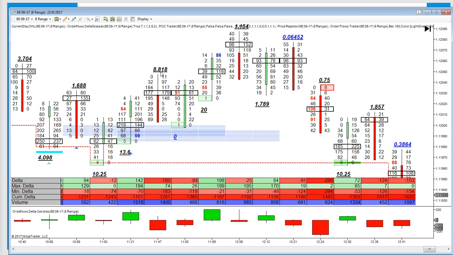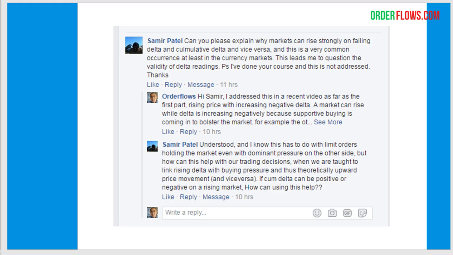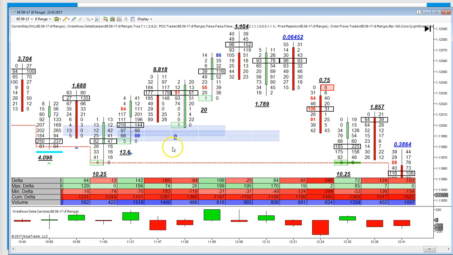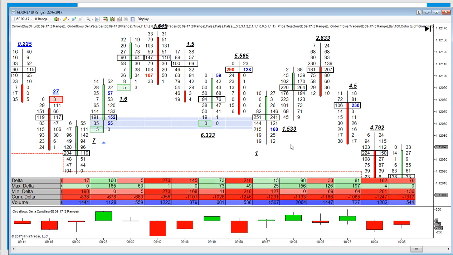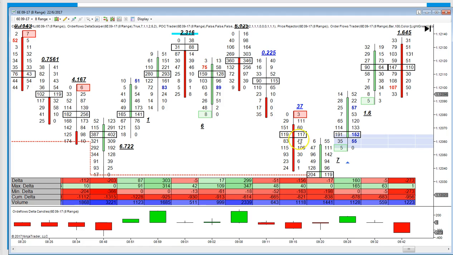Okay, so first part of his question: can you explain why markets can rise strongly on falling delta? Really got to break this question down. Why markets can rise strongly on falling delta? All right, well, why would you have negative delta on a rising market? Let me find something just to show you a better, clear example.